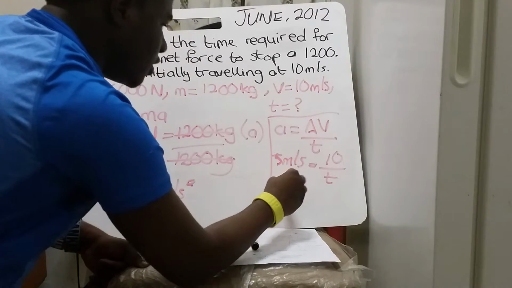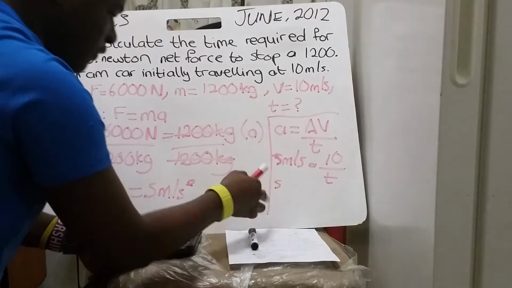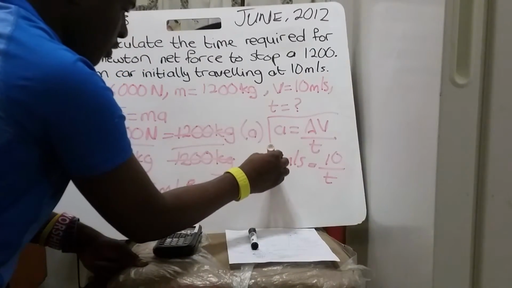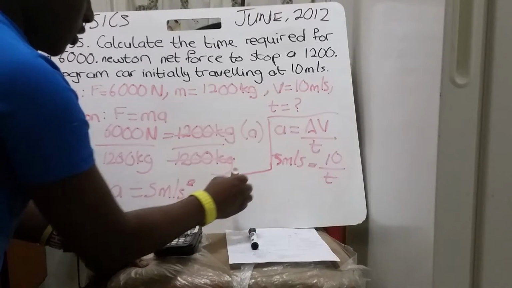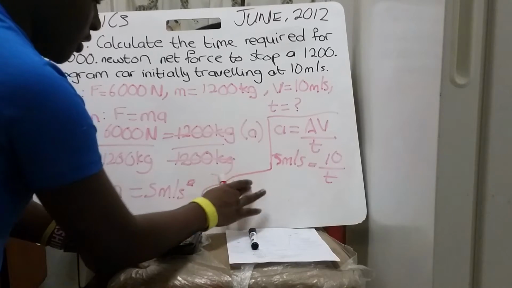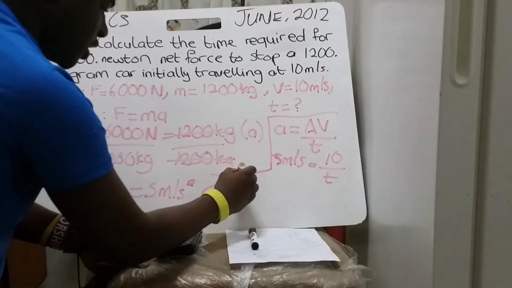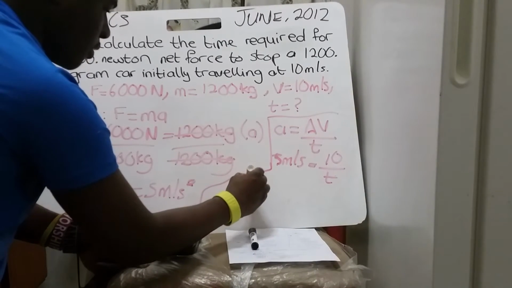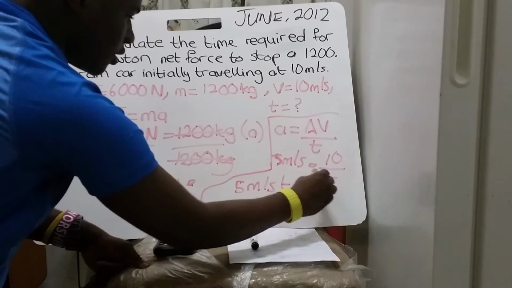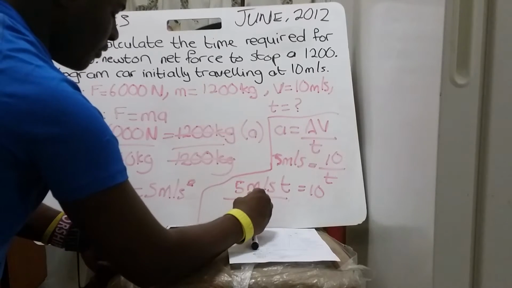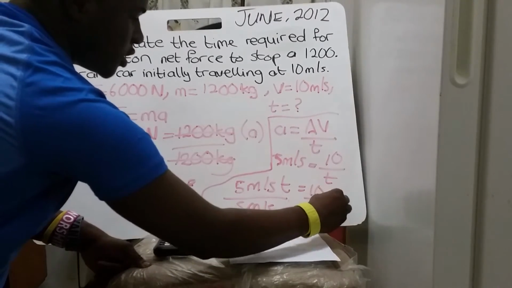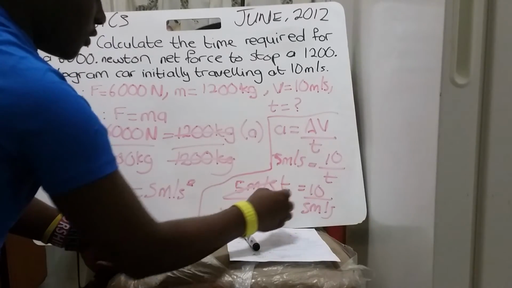So we got 5 meters per second squared times t. In fact, I need more space, so we go over here. So we got 5 meters per second squared times t equals 10. Divide both sides by 5 meters per second squared. Cross out.